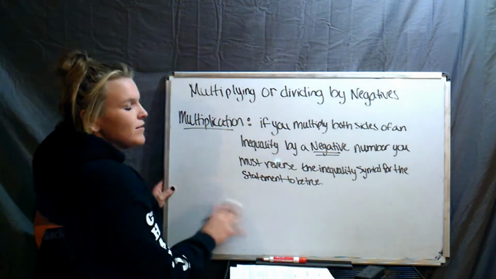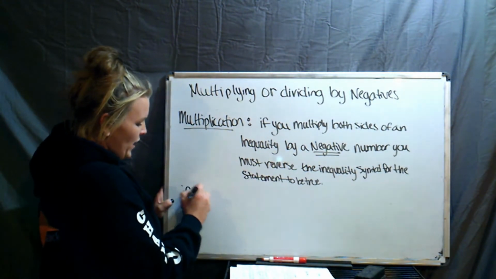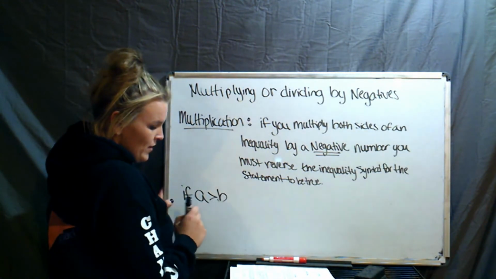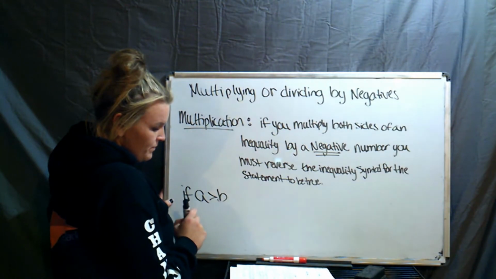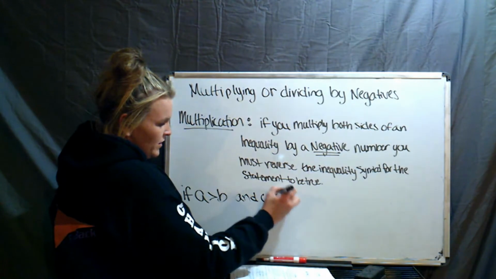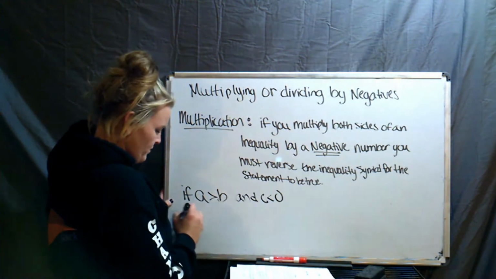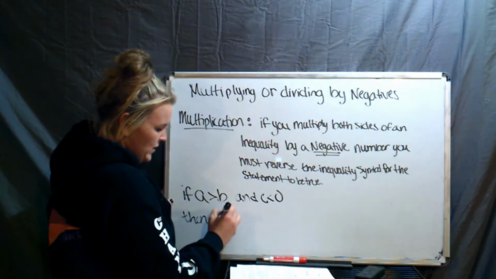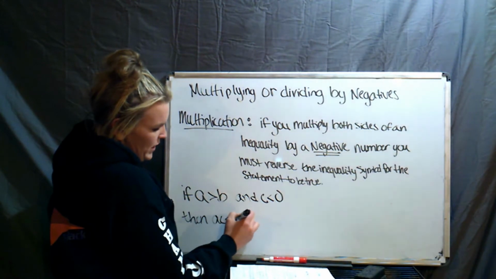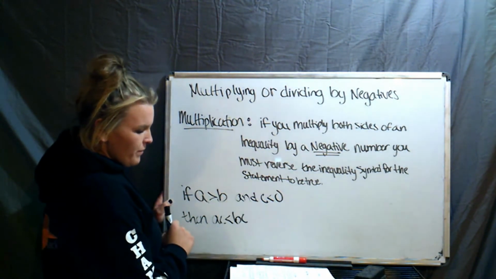I just showed you an example, so I'm going to write it out with variables. So if A is greater than B, and C is less than 0, then A times C is less than B times C. You see, I reversed my inequality sign because I had a negative number.